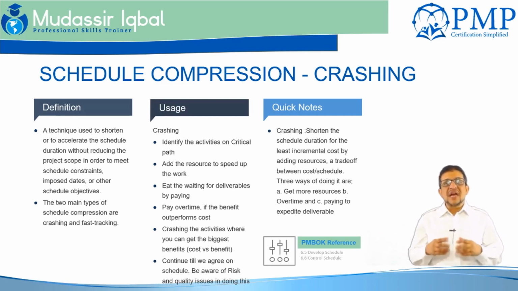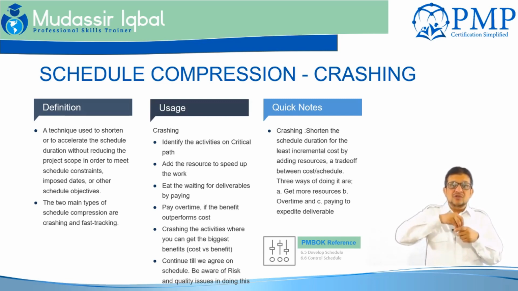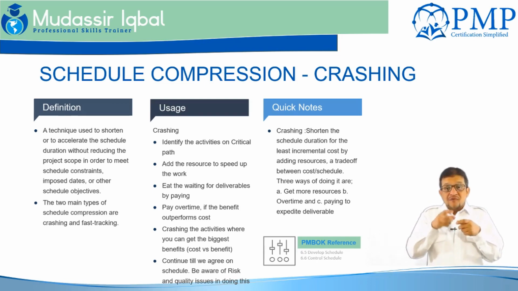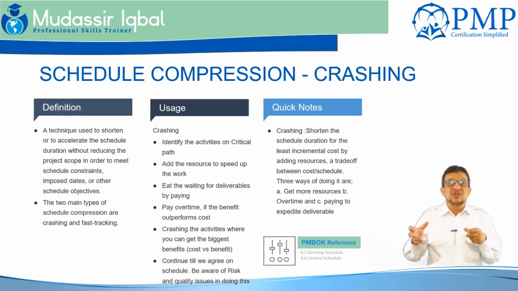Crashing works only for the activities on the critical path, where additional resources will shorten the activity's duration. So we have activities of 5 days or 10 days, and we will put additional resources in to make the activity 3 days or 4 days. Obviously, when applying additional resources, we need to watch the law of diminishing returns, the point where we start getting negative results in terms of productivity. All this kicks in when you are putting in additional resources.